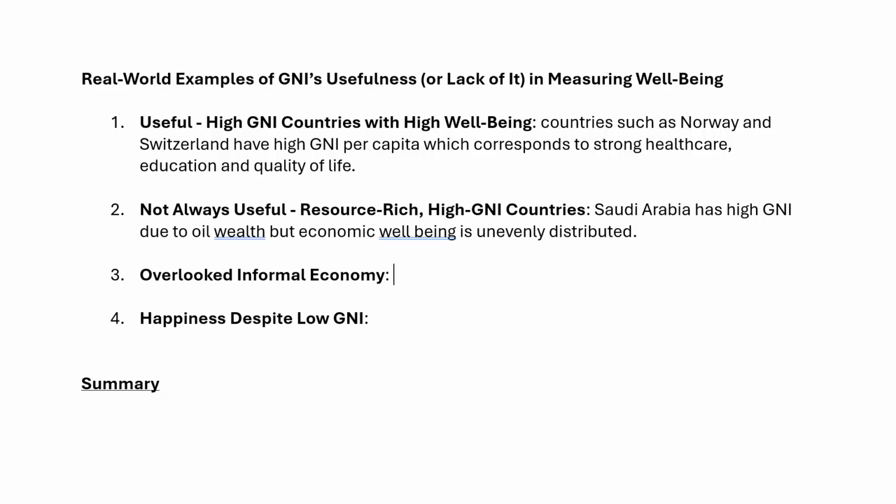The third example of where GNI has not really been that useful is where we have an overlooked informal economy. So countries like India, where they've got a lot of informal production and other things that don't really get captured in GNI. In countries such as India and Nigeria, GNI underestimates economic contributions due to large informal sectors.